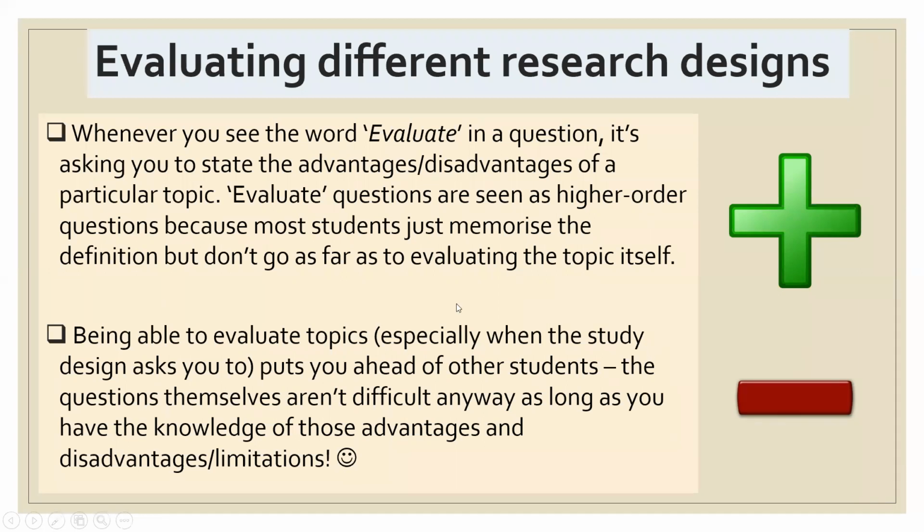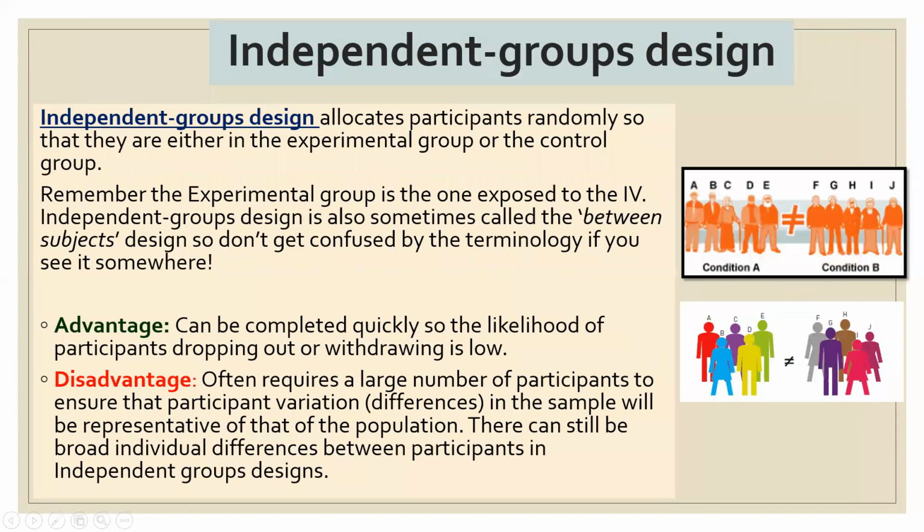Okay. So the first one is independent groups. Like I said, independent groups allocates participants randomly so that they are either in the experimental group or the control group. Random allocation is most used with the independent groups design because it reduces those participant variables. As we learned early on, the experimental group is the group exposed to the IV, and the control group is the group that's not exposed to the IV. They're the group used as a baseline for comparison, comparing the results.